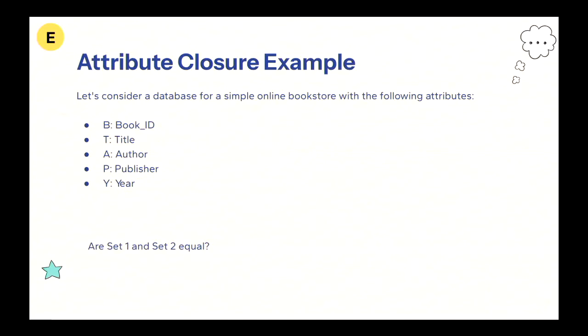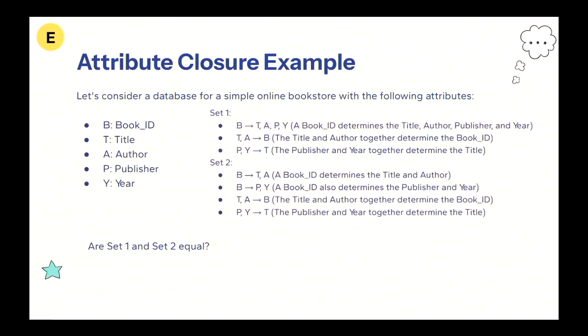So we can use an example here to demonstrate this process. Let's consider a database for a simple online bookstore with the following attributes. We have these five attributes. We have B for book ID, T for title, A for author, P for publisher, and Y for year. So let's try to answer: are these two sets of functional dependencies equal to each other or not?